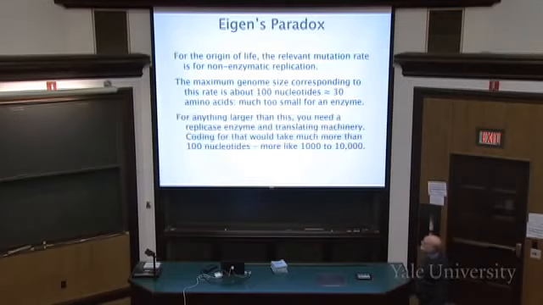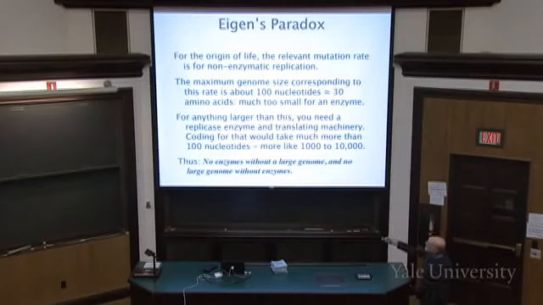You're not going to get an enzyme out of that. Anything bigger than that, you need to make the replication more accurate. And in order to make it more accurate, you need an enzyme. You need translating machinery to take the genome and make it into that enzyme. You need the enzyme then to be working on making the genome replicate accurately. And that takes a lot more than 100 nucleotides. It takes more like 1,000 to 10,000 nucleotides to construct any of the things that we know of now that can do that. And so you can't get enzymes without a big genome, and you can't get a big genome without enzymes. It's a catch-22. Where are you going to go?